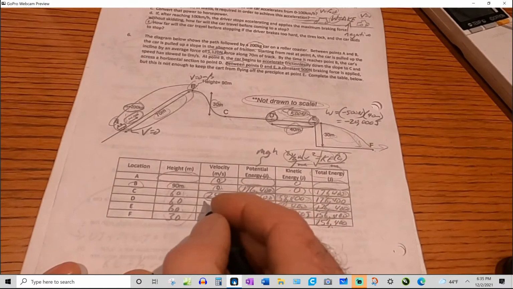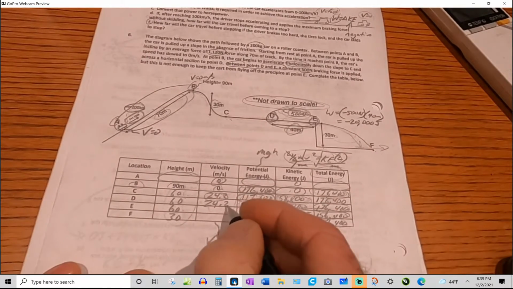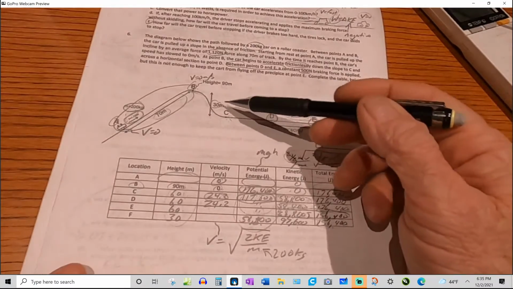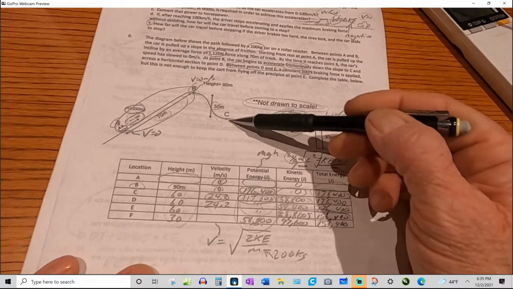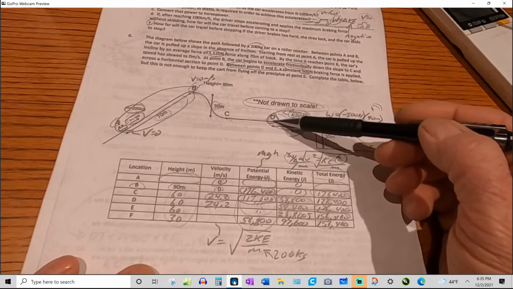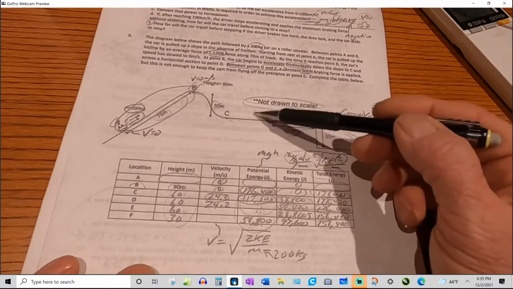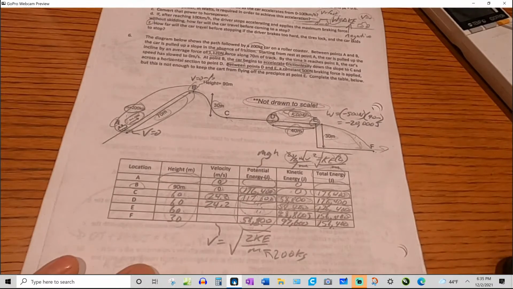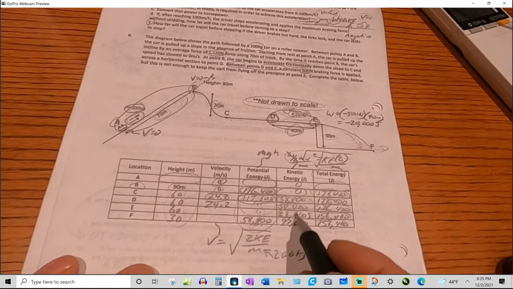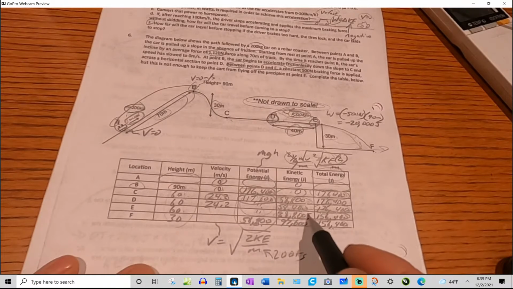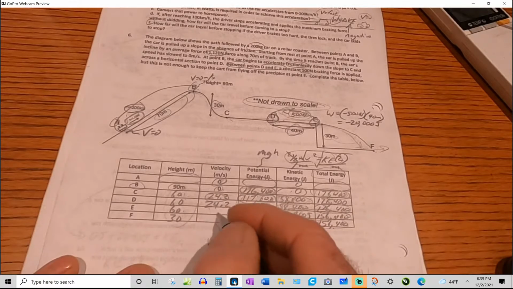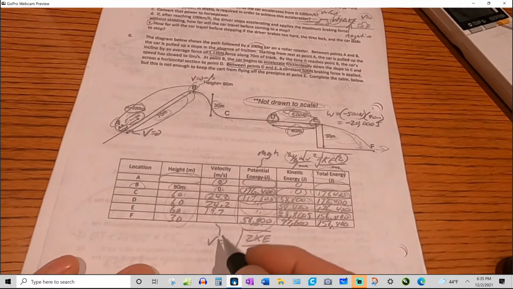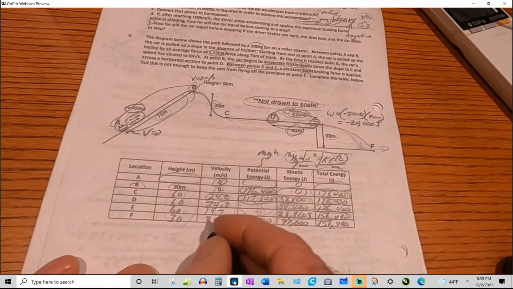And that's going to be the same for D. So this should make sense. This is going to speed up coming down the hill, but once it gets to C, it's going to stay the same speed. The only thing that would slow it down is if there's air resistance or friction, but we're assuming that there isn't. When you multiply this kinetic energy by 2, divide by 200, take the square root, you get 19.7, and then this last kinetic energy is 31.2.